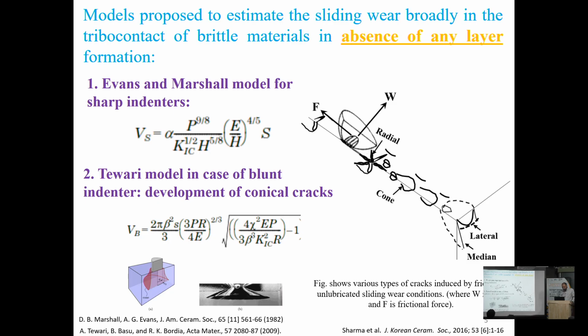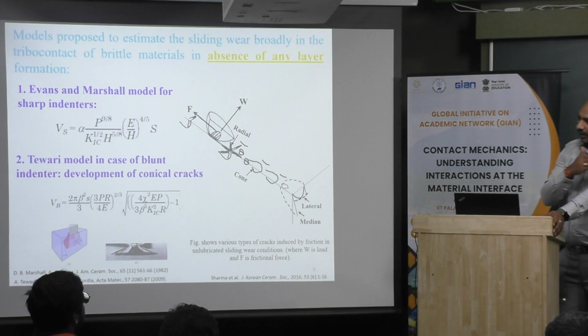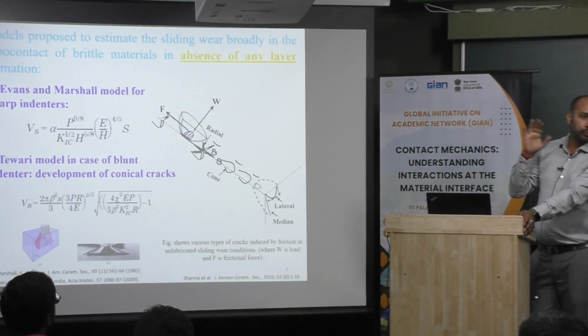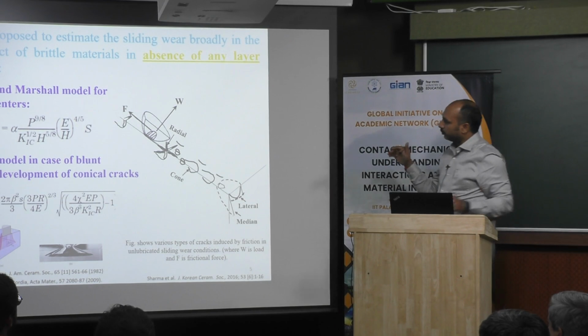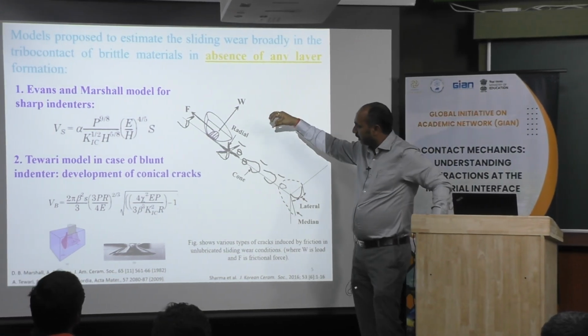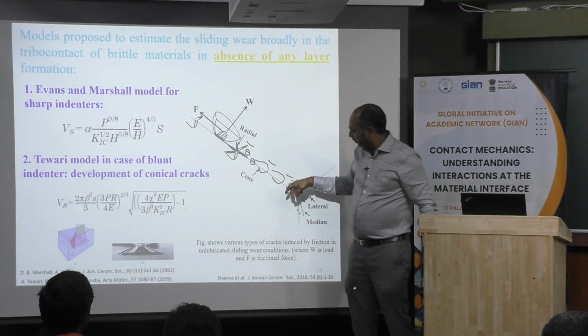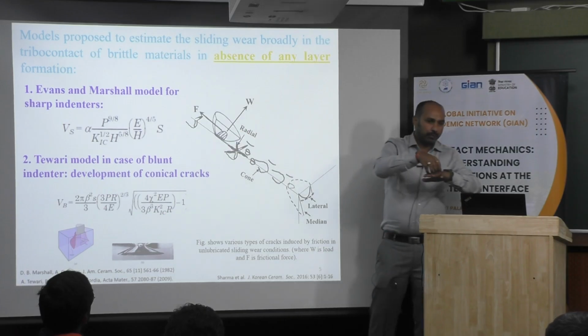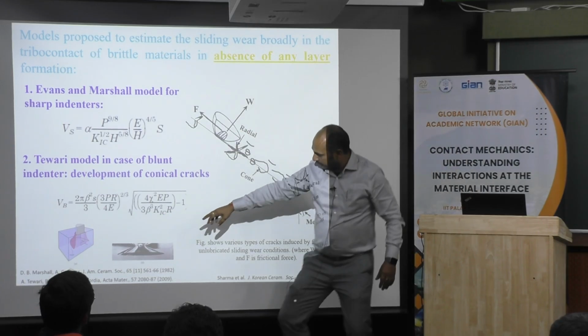Different models have also been proposed for ceramic conditions, considering the absence of any layer. If you are forming some tribochemistry, where some tribo layers are there, then no models have been proposed yet, because that tribo layer can have different roles. But if you are considering pure mechanical fracture, then two models have been proposed: one for a sharp indenter and another for a blunt indenter, like this type of indenter you see.